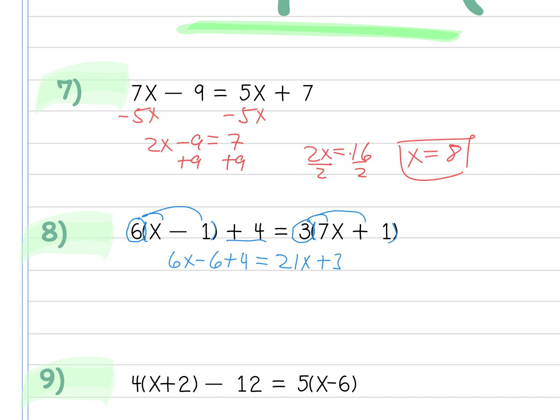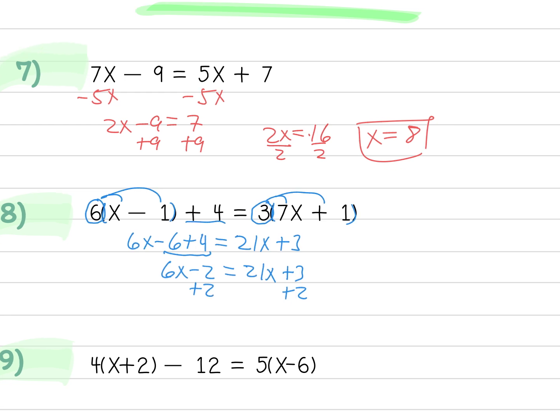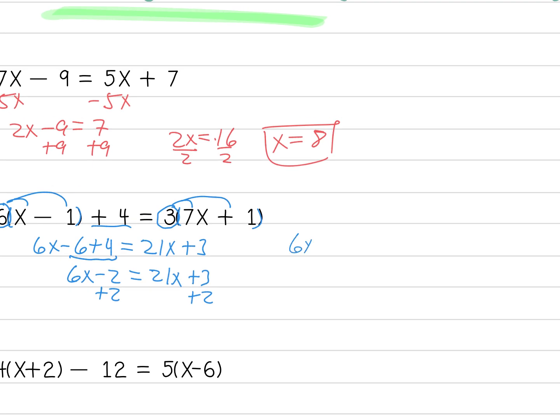All right, and I could do the same thing that we've been doing and try to get the x on one side, the number on the other. But before I do that, I do want to combine these like terms. So we're going to get 6x minus 2 equals 21x plus 3. So now we can get our numbers to one side. So I'm going to add the 2 on both sides, and so I get 6x equals 21x plus 5.